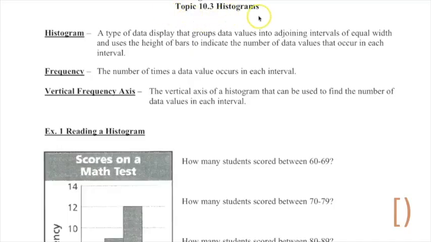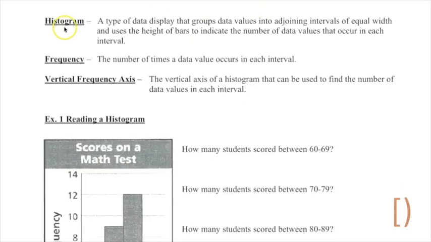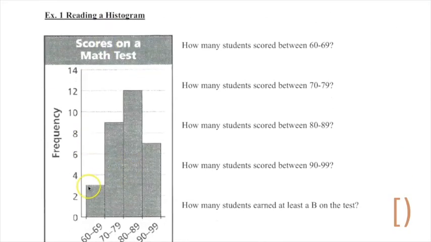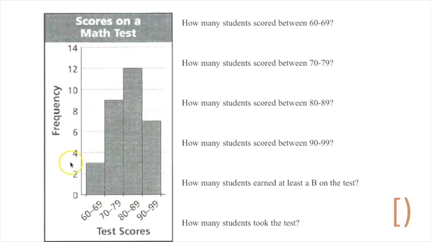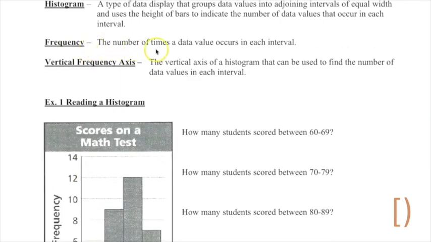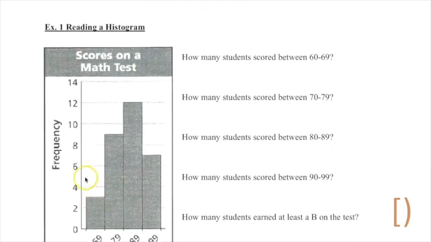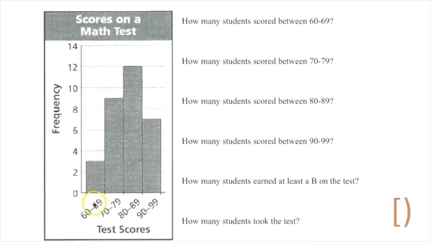In this lesson, we're going to talk about histograms, what they are, and how we can use them. A histogram is essentially just a bar graph, but it's connected. The height is the frequency, how many of each thing happens. The frequency is the number of times the data value occurs. That's going to be our frequency. This is how many times each of these values occur.